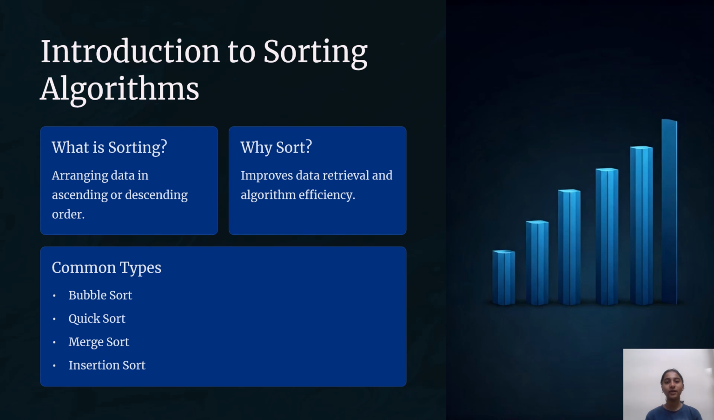Let's start with the introduction to sorting algorithms. What is sorting? Sorting is arranging data in ascending or descending order. So why do we need to sort the data? It improves data retrieval and algorithm efficiency. Common types of sorting algorithms are bubble sort, quick sort, merge sort and insertion sort.